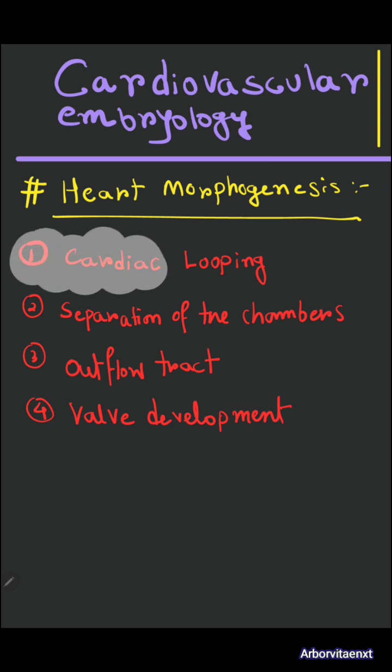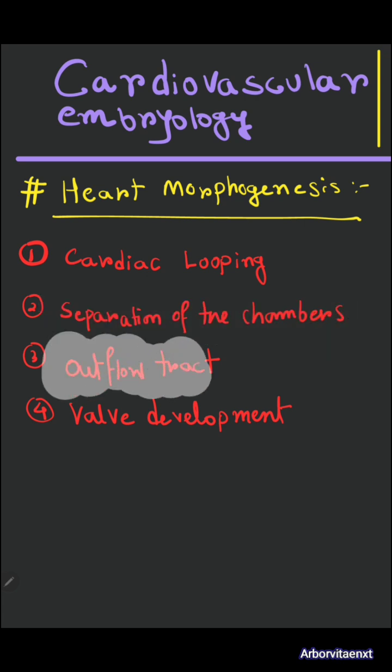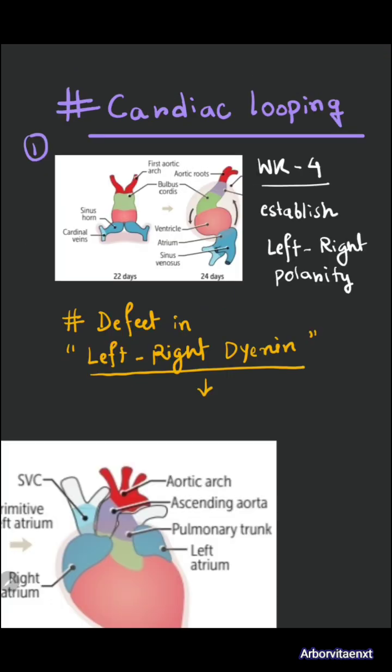The first stage is cardiac looping, which shows the right-left polarity of the heart, and which starts again in the fourth week of development. The next steps are separation of the chambers, like atria and ventricles, the development of the outflow tract and the valves. These are the stages, and we'll discuss them in detail now.